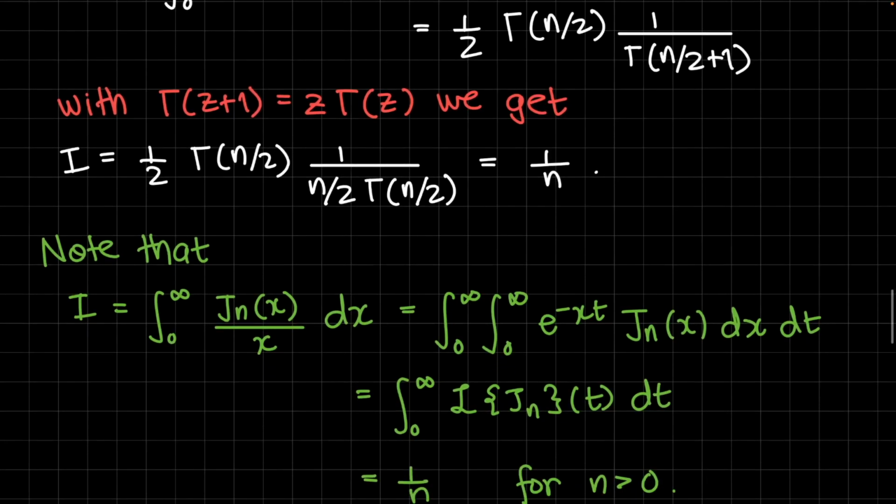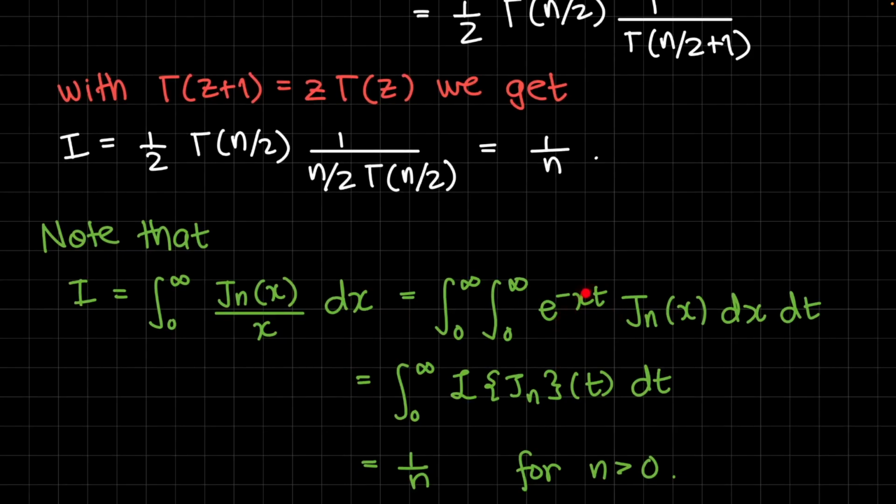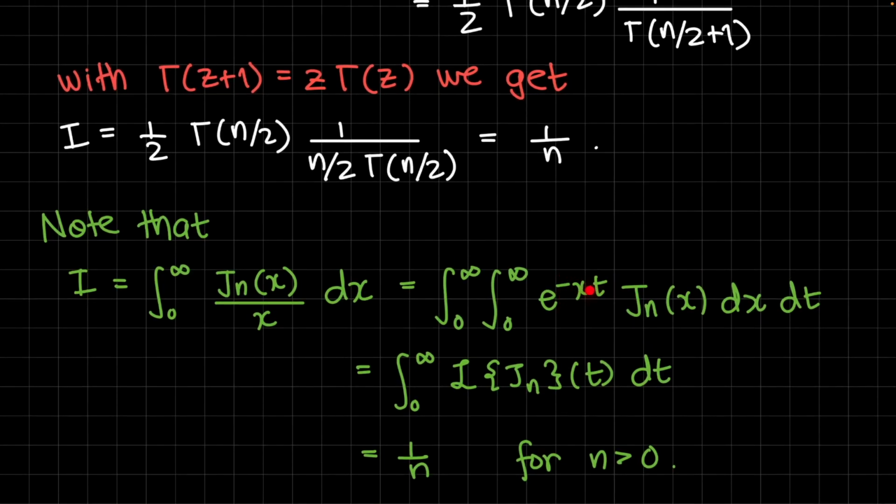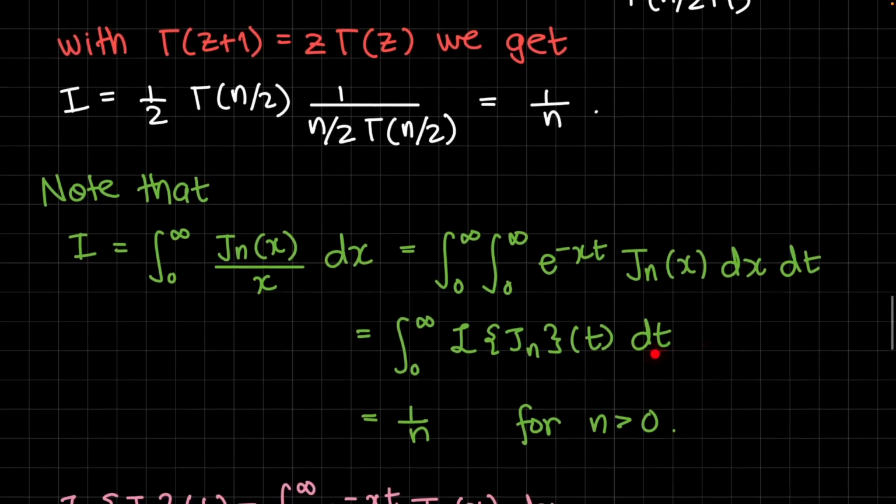Also, if we play around with the original problem a little bit, we have the integral from 0 to infinity of J n of x over x dx. You can write the 1 over x as an integral of e to the minus xt dt. And of course, using Fubini's theorem or even dominated convergence, whichever floats your boat, you can justify interchanging the integral from t inside to t outside, like I've written here. That's a piece of analysis I'm not going to bother with.